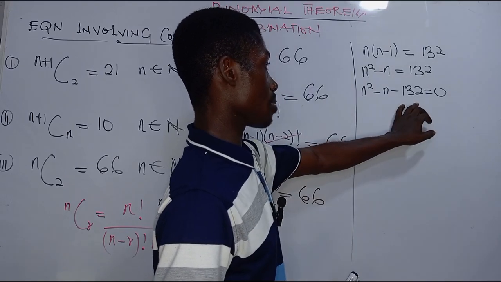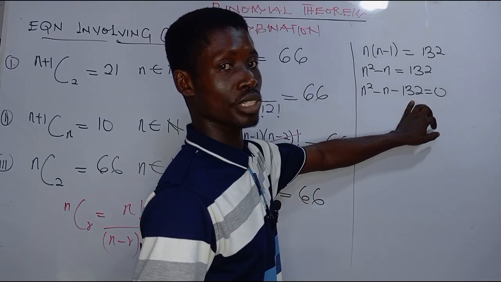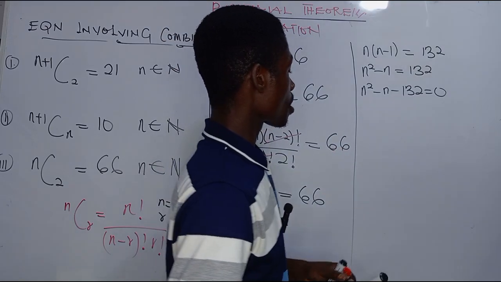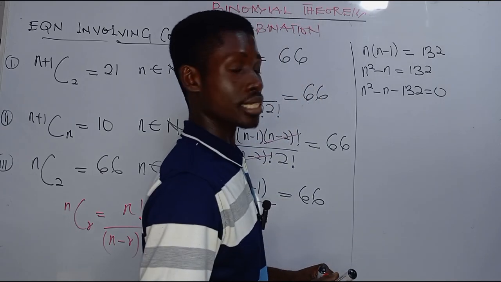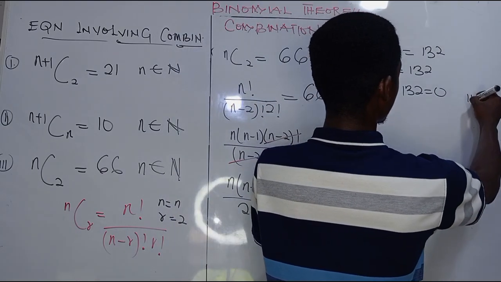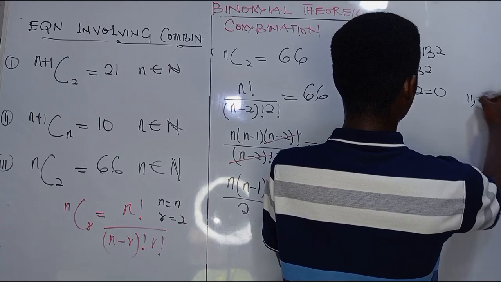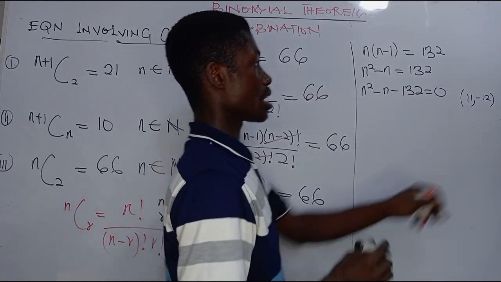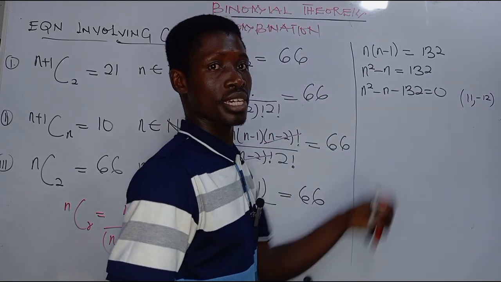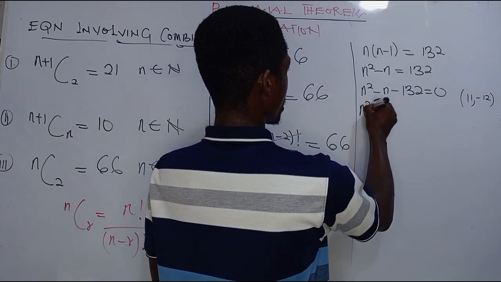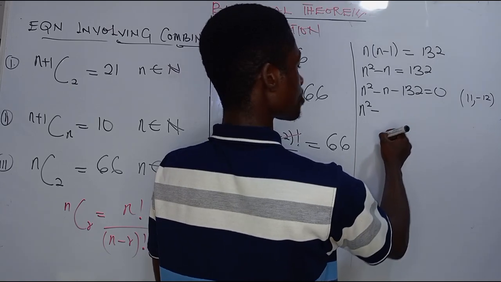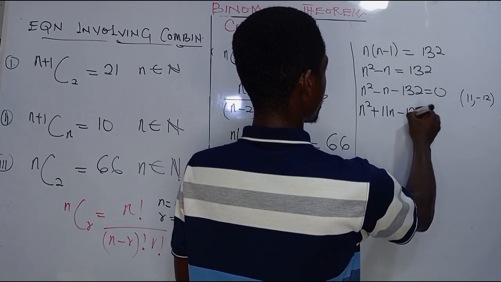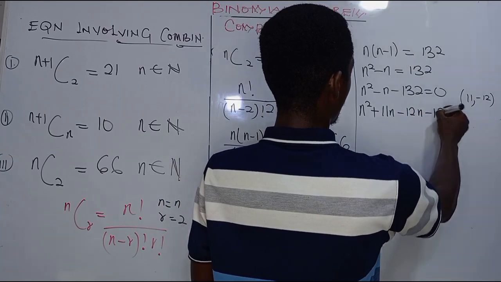So we are going to look for two numbers that when we multiply, we are going to get negative 132. When we sum them, we get negative what? 1. And those numbers are 11 and then minus 12. When we multiply this, we are going to get that. When we sum them, we are getting this. So we are just going to substitute this in place of the n. So we have n squared minus 12n plus 11n minus 132.